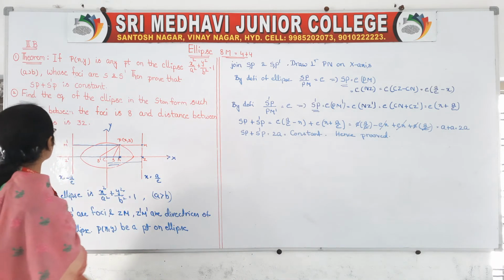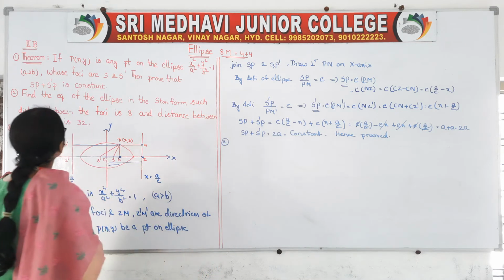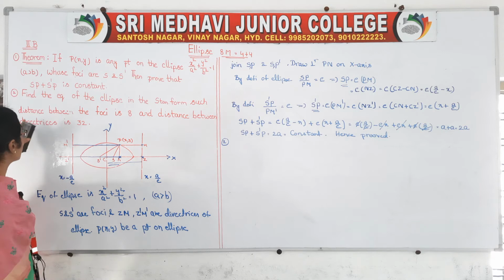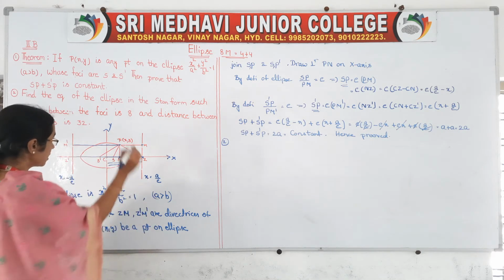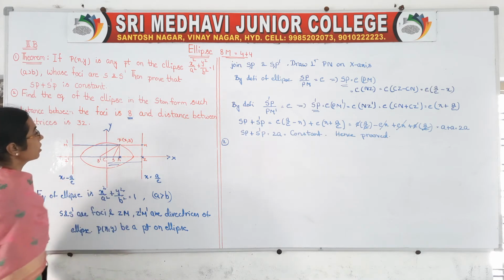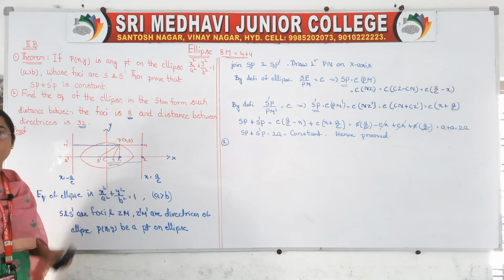Now come to the second question. What is your second question? Find the equation of the ellipse in the standard form such that the distance between foci is 8. The distance between foci is given to us, and the distance between the directrices is 32.